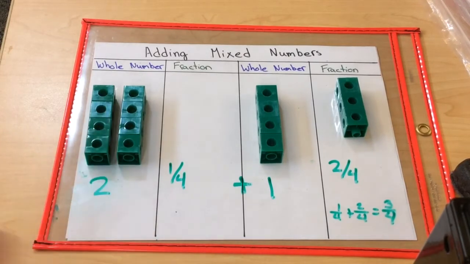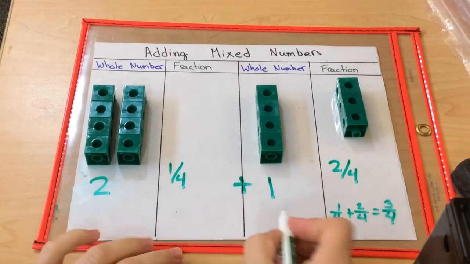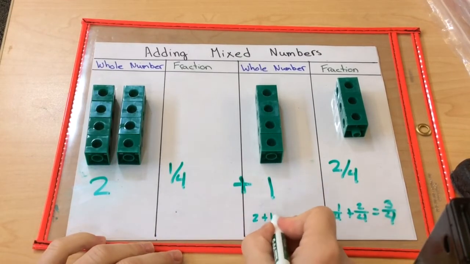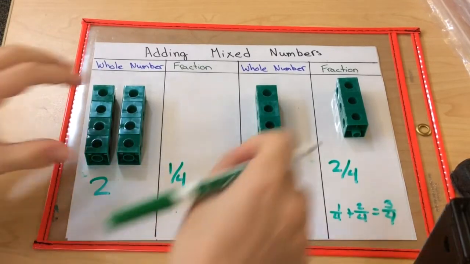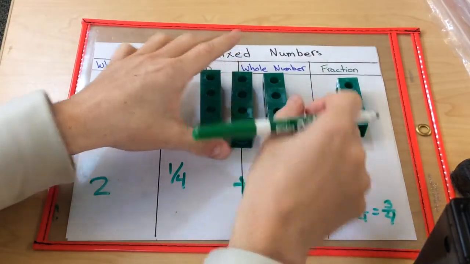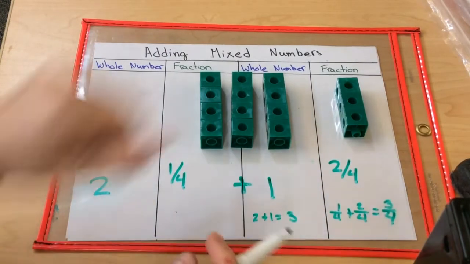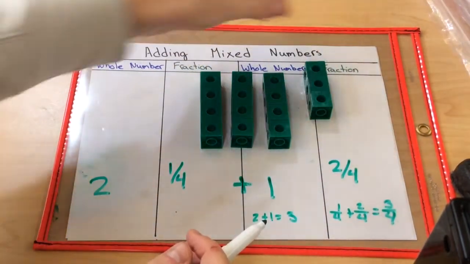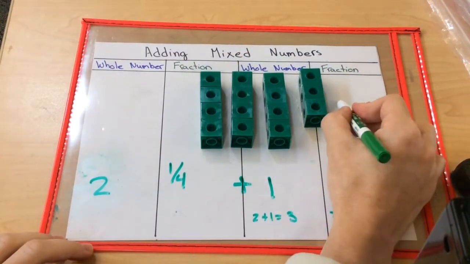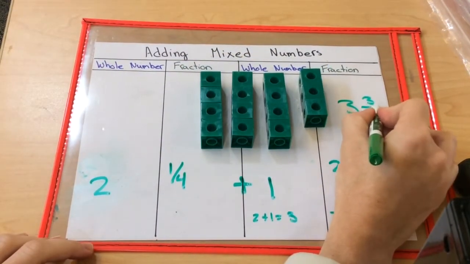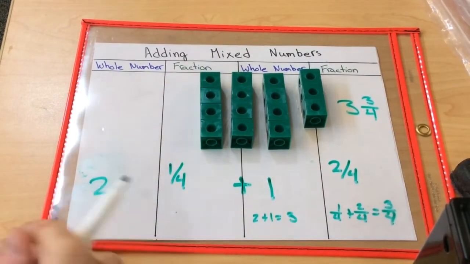Now I'm going to start adding my whole numbers. After I do fractions, I do whole numbers. 2 plus 1 is 3. So if I'm thinking about my final answer, I can smush these all together. Here I have 3 wholes, 1, 2, 3, and my fraction that's left over is 3/4. So my final answer would be 3 and 3/4. Let me do another one.